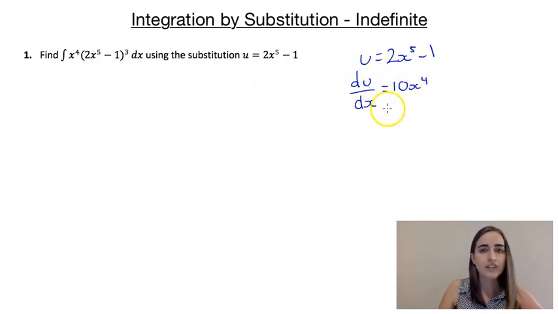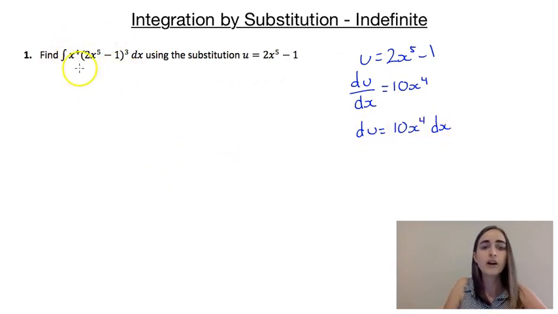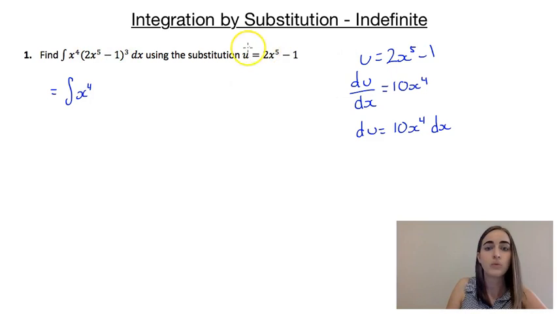Now, if we rearrange that, and you'll see why we're going to do this in just a minute, we're going to rearrange this to get du on its own. So we're going to have du equals, and we multiply by dx, 10x to the power of 4 dx. So du is equal to 10x to the power of 4 dx, and that's going to come in handy in a minute. If we're finding this integral, then it's going to be equal to x to the power of 4, and I'm going to replace this whole bit here with my u, because 2x to the power of 5 minus 1 is u. So I'm going to have x to the power of 4 u cubed dx.